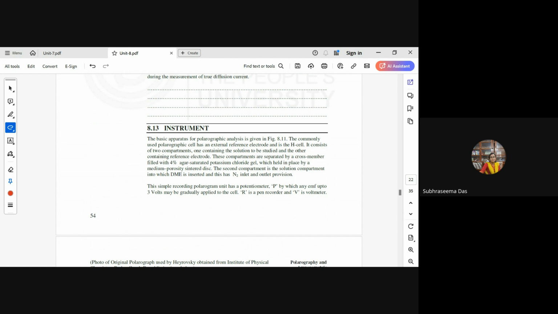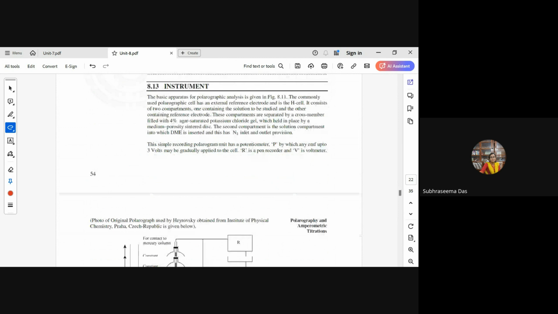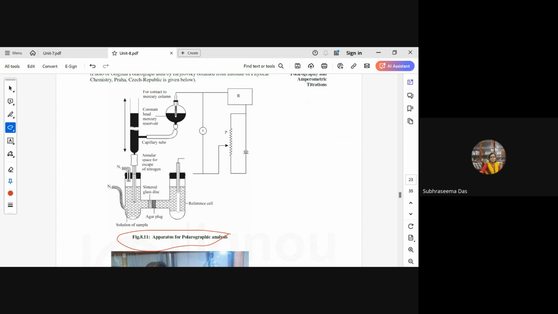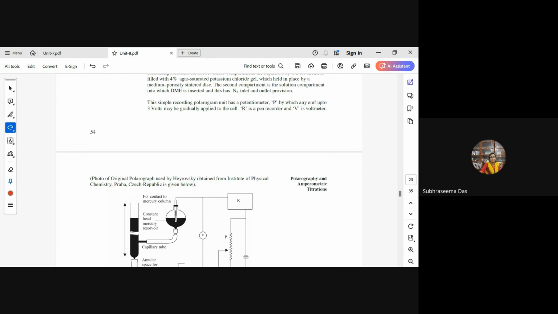The second compartment is the solution where the DME, that is the dropping mercury electrode, is inserted, and it has nitrogen inlet and outlet provisions. This simple recording polarograph has a potentiometer and a pen recorder, and a voltmeter is also attached to it.